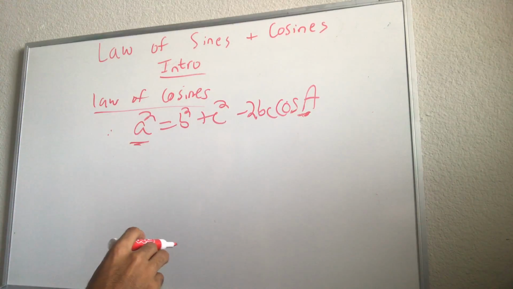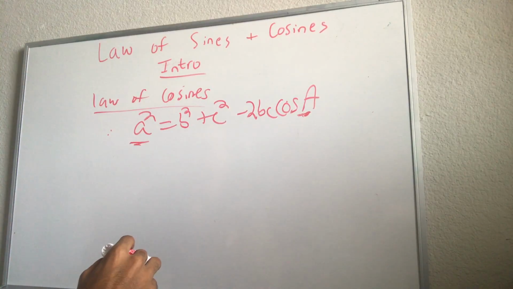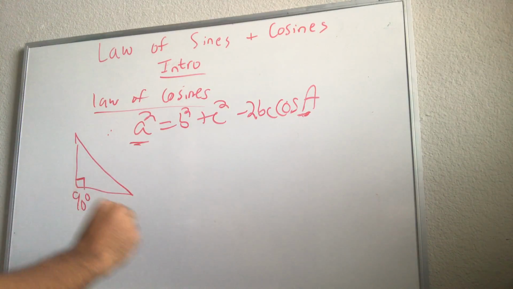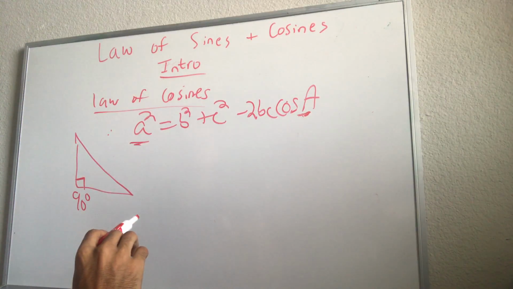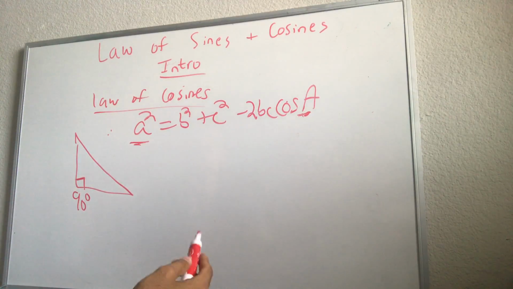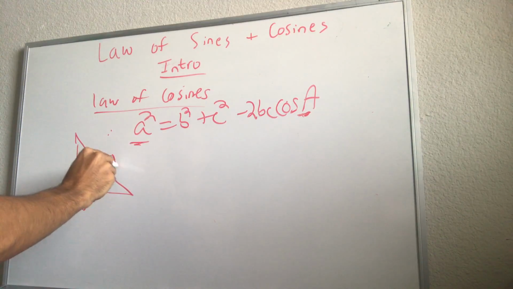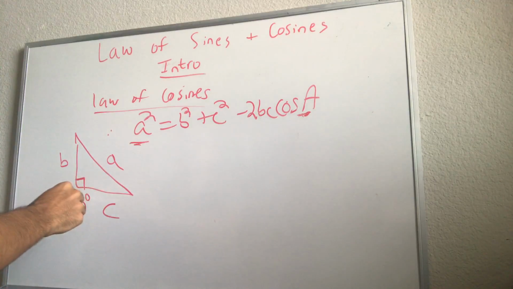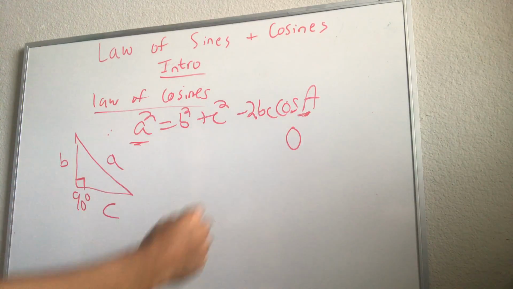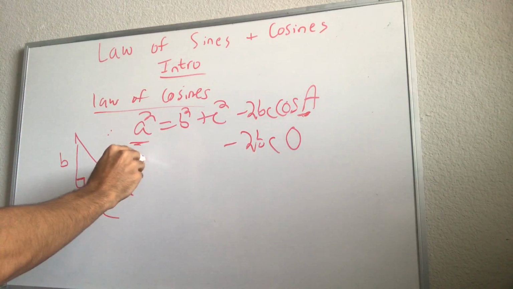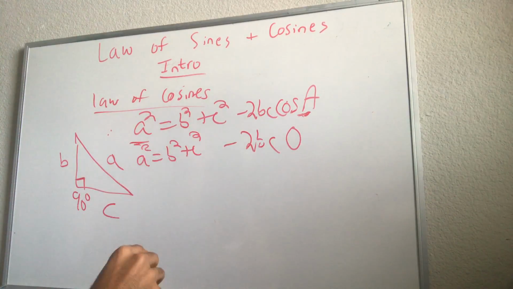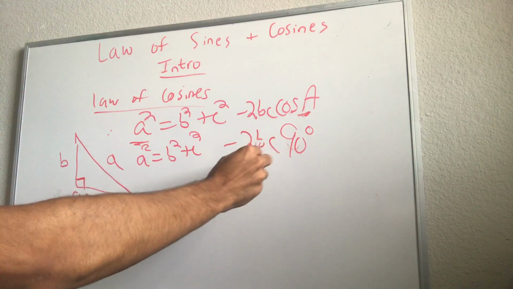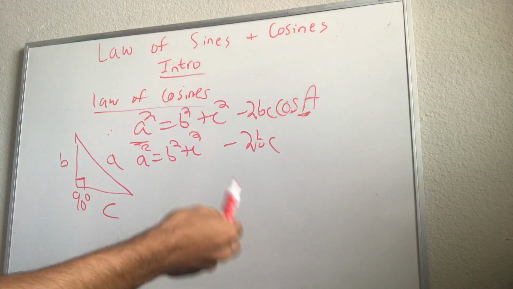This is a formula you should know for the law of cosines, and it's quite interesting because you can see the Pythagorean theorem in it. For instance, if I have a right-angled triangle, where this angle is 90 degrees, and this angle is A, this is B, and this is C, then we have a squared equal to b squared plus c squared minus 2bc times the cosine of 90 degrees.